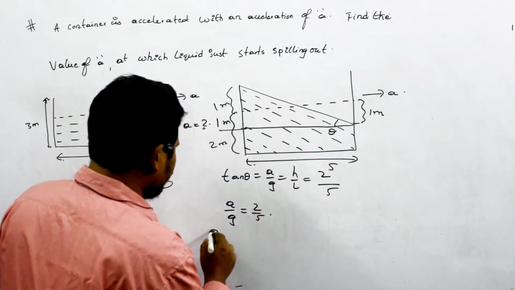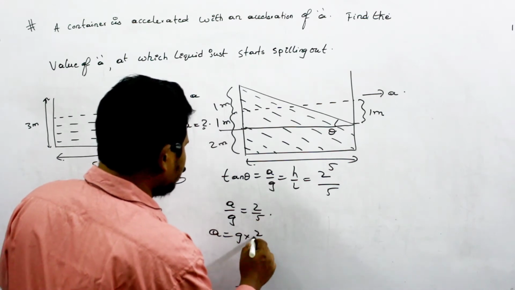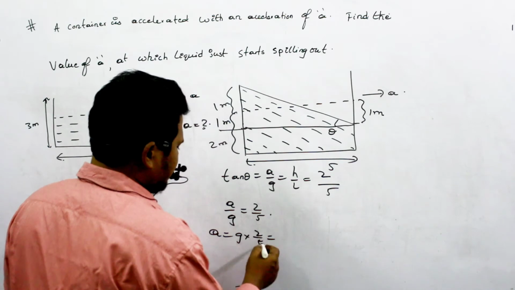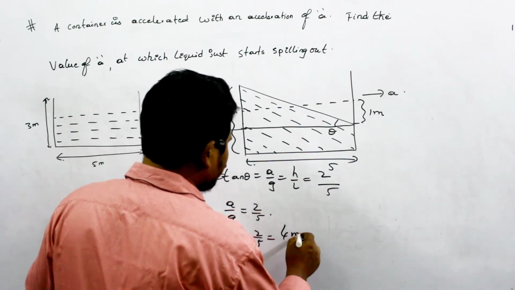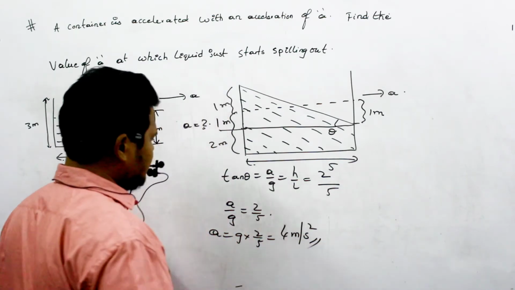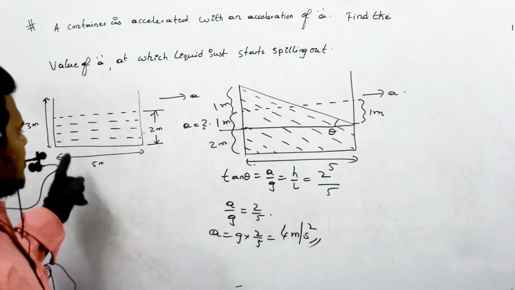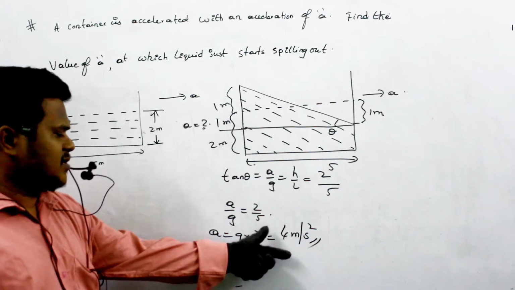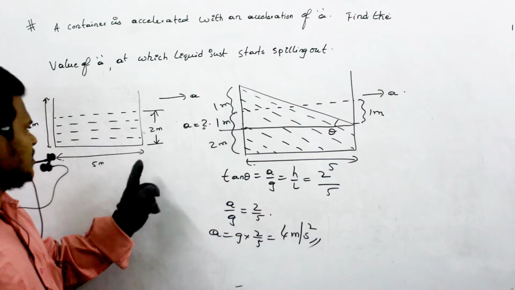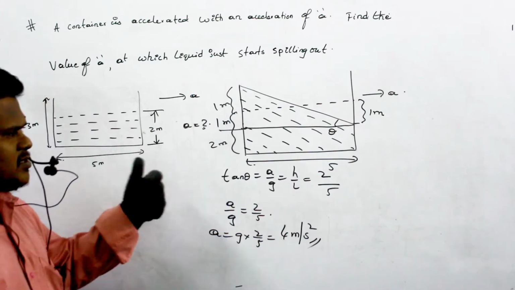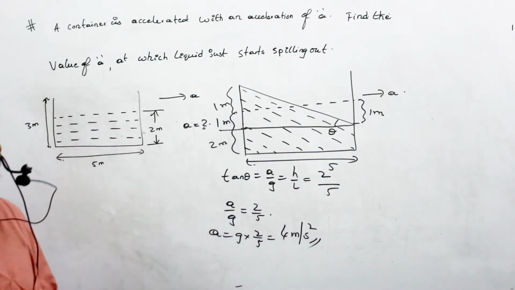So therefore a is equal to g into 2 by 5. So 5 1s are 5, 5 2s are 10, so a is 4 meters per second square. This is our answer. So in this condition, if this tank accelerates with an acceleration of 4 meters per second square, then water is ready to spill out of this tank.